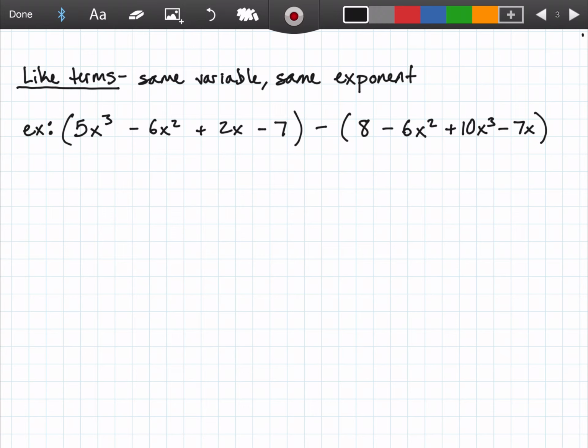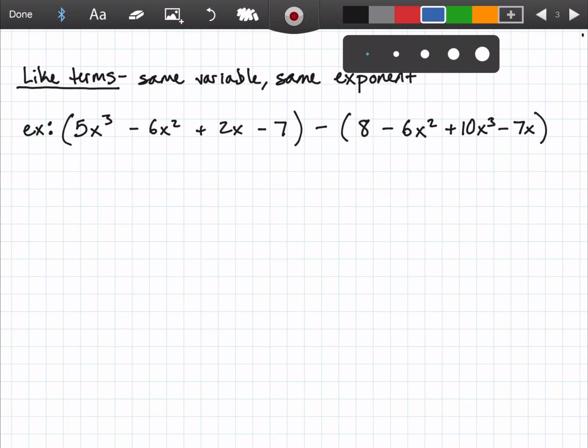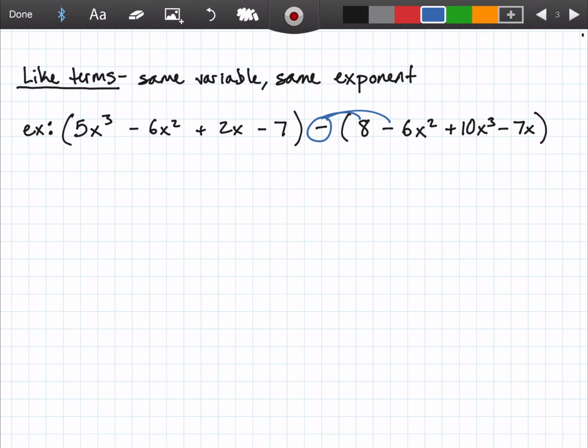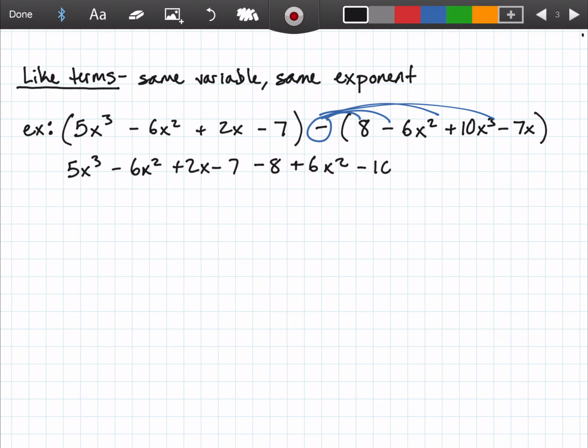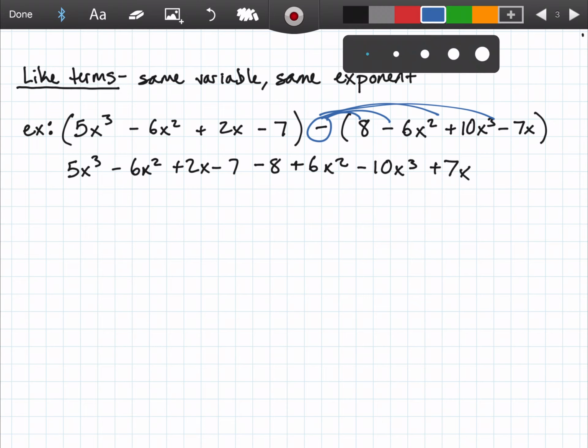Okay, combining like terms, everything with the same variable, same exponent. First thing, please make sure this subtraction is applying to all of the things, so we gotta distribute through. So really, keeping all that the same, that becomes minus 8 plus 6x squared minus 10x cubed plus 7x. And now I'm looking at all of my like terms. And we're going to write this in standard form, aka highest exponent to lowest exponent.